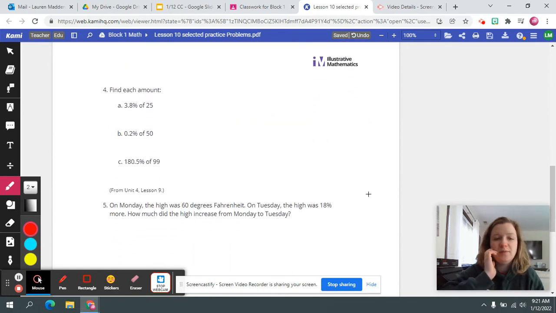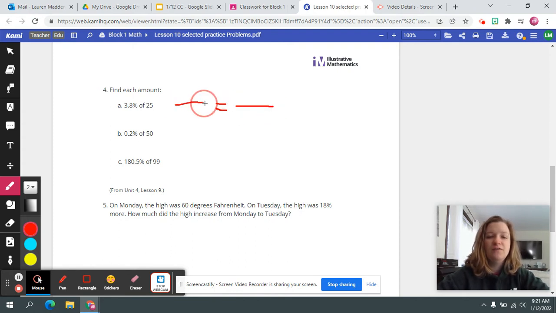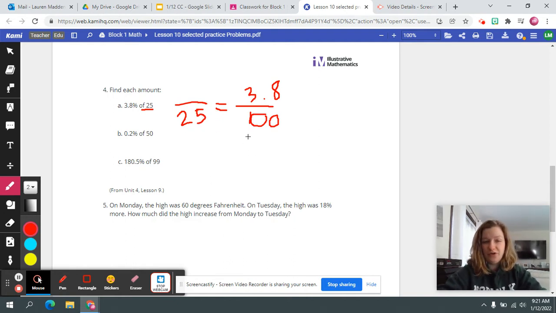All right, then we have some of these problems. These are not new, but let's do one or two of them just to make sure we remember. Percent proportion for every single one of these. So if I'm trying to figure out what 3.8% of 25 is, I'm going to put my 100 down here, my percent up here, of 25. So my 25 goes on the bottom. I'm just going to set it up. You guys should be able to solve it on your own.